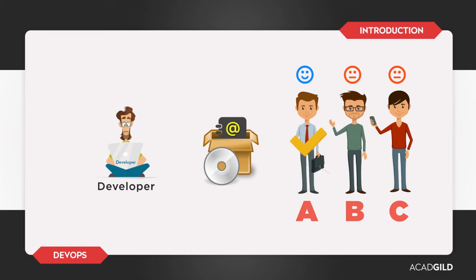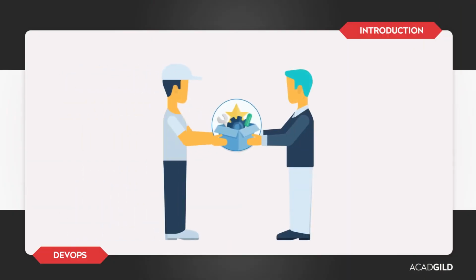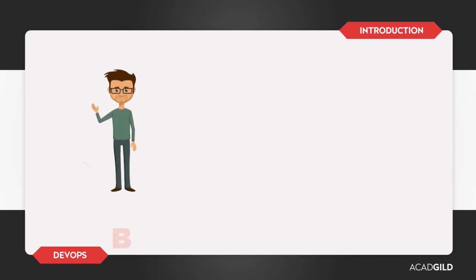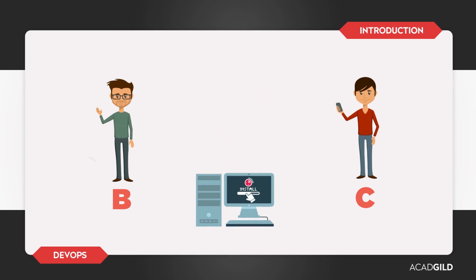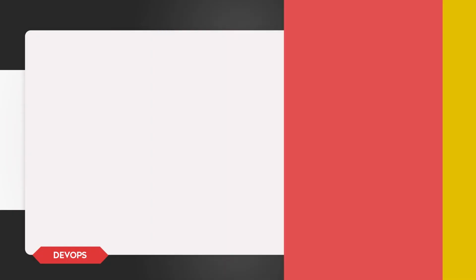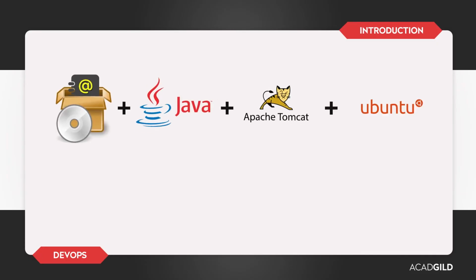The answer is simple. We can change the way our product is delivered. We can deliver it as a package, which removes the burden off B and C's shoulders to meet the product's requirements on their own. B and C can now use our application by issuing a single command like other easy applications. In this case, our package would look something like this: the Address Book application plus Java plus Tomcat plus any Ubuntu libraries that are necessary.